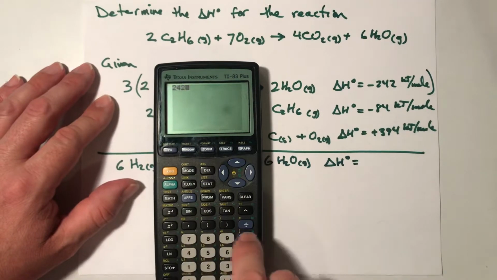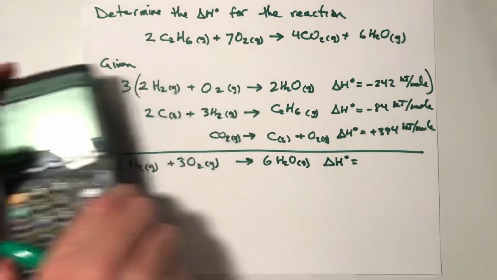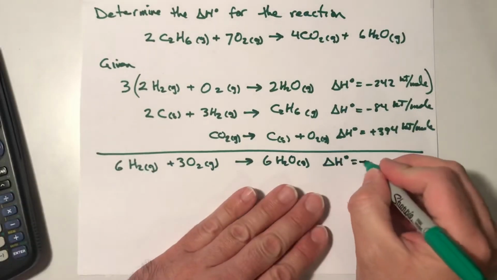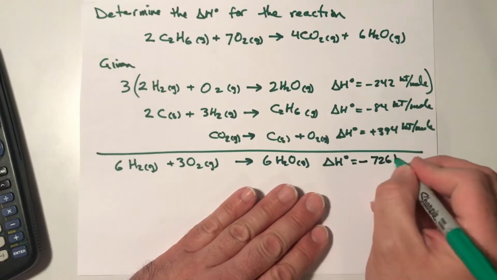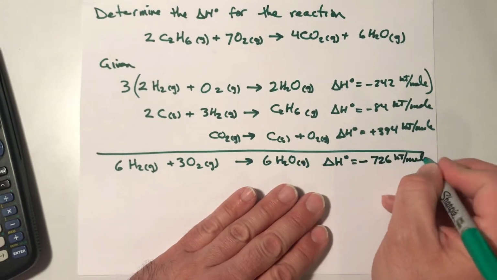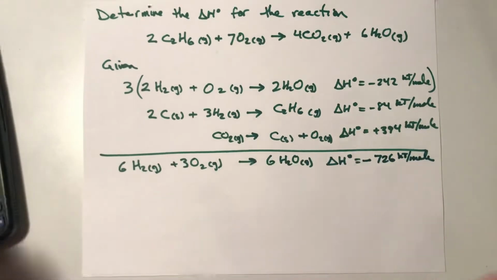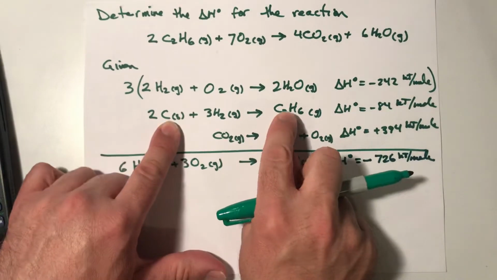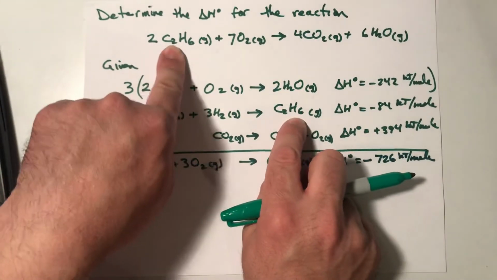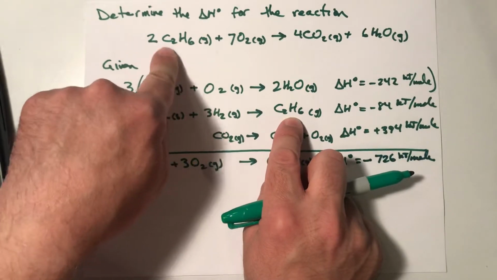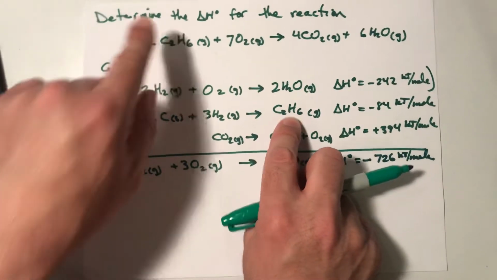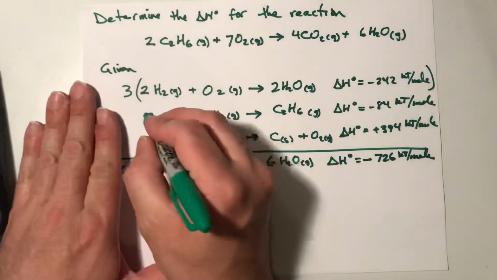That's going to be 242 times 3, 726, but the sign does not change, so we're going to leave that negative, 726 kilojoules per mole. All right, so we're making progress. Now, in this second one, we've got ethane here. We need the ethane, the C2H6, to be on the reactant side and have a 2. So we got to flip this and multiply the whole thing through by 2.